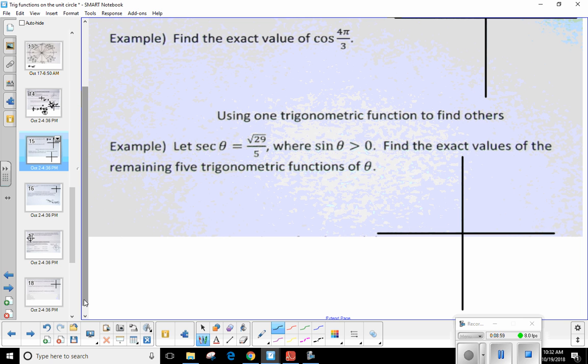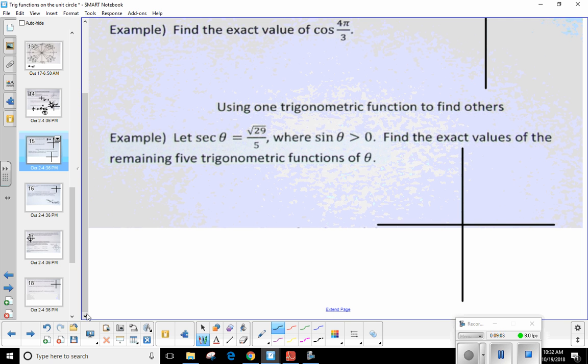Okay. So let's go ahead and start taking a look at some other kind of problems, and then we'll get back to just practicing some evaluating. Use one trig function to find others. Okay, so I have no idea what theta is here. We're not trying to find theta. We know that secant of theta is equal to the square root of 29 over 5. And we know that the sine of theta is greater than 0.